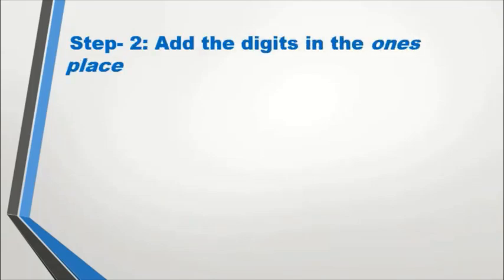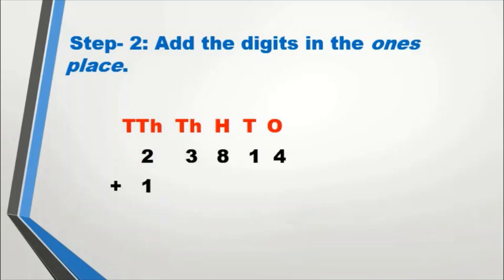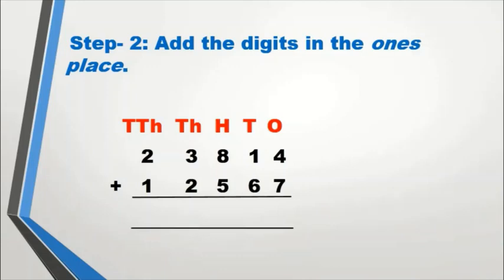Step 2. Add the digits in the ones place. What are the digits in the ones place here, children? Those are 4 and 7. 4 plus 7 is 11. So, write 1 in the ones place and carry over 1 to the tens place.